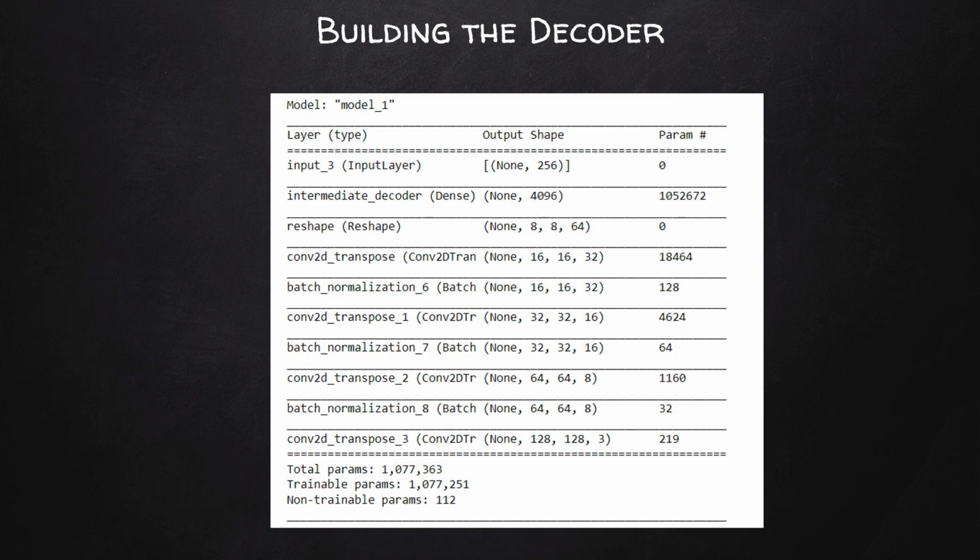The layers of the decoder look something like this. Go ahead and pause the video. See if you can understand it and how it relates to the code.